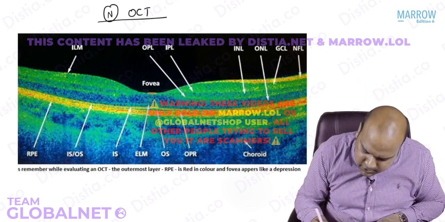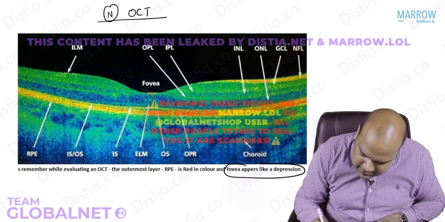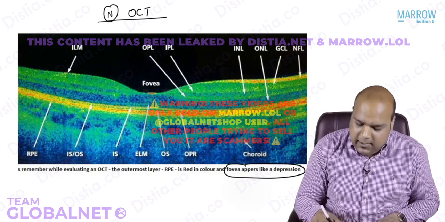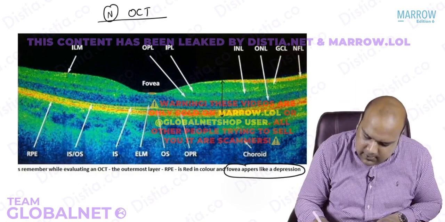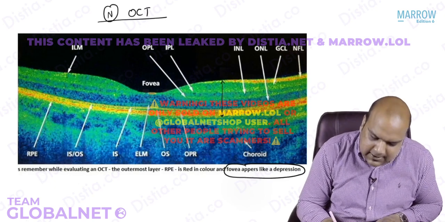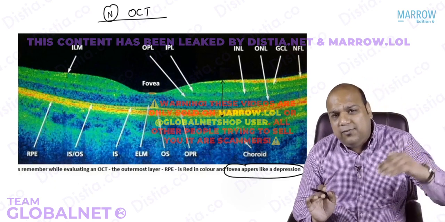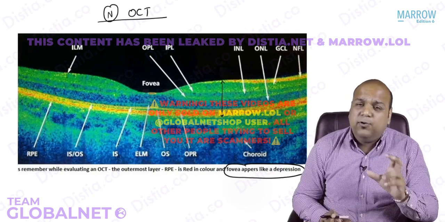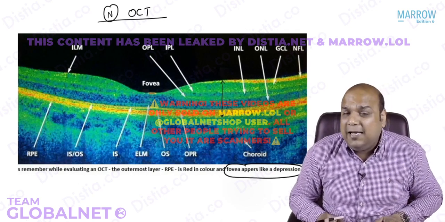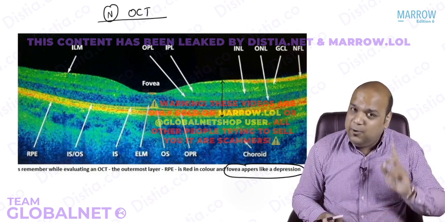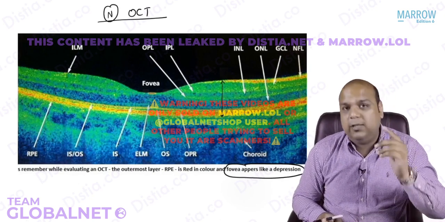First of all, we should see that the fovea appears like a depression. Everybody, you will be able to see this is my normal retina. But where the fovea is, it is a depression, everybody. The fovea will appear like a depression because in the foveola, that is the center of the fovea, the ganglion cell layer is absent. I hope you remember this through your anatomy. If not, then I have told you here.